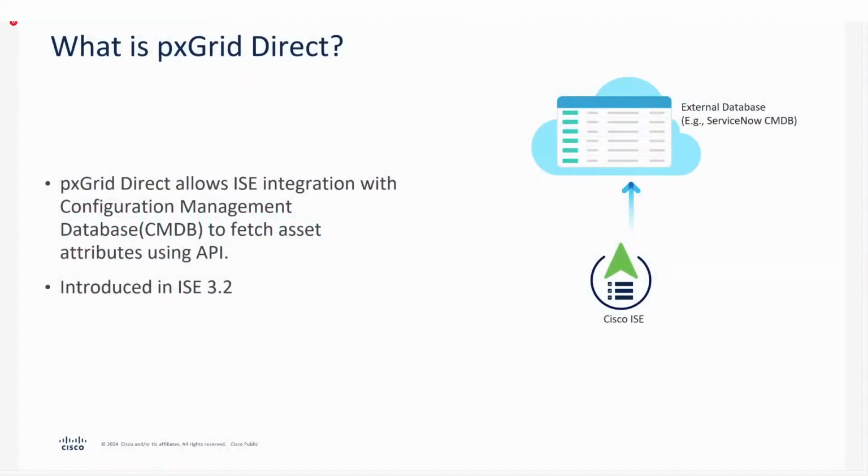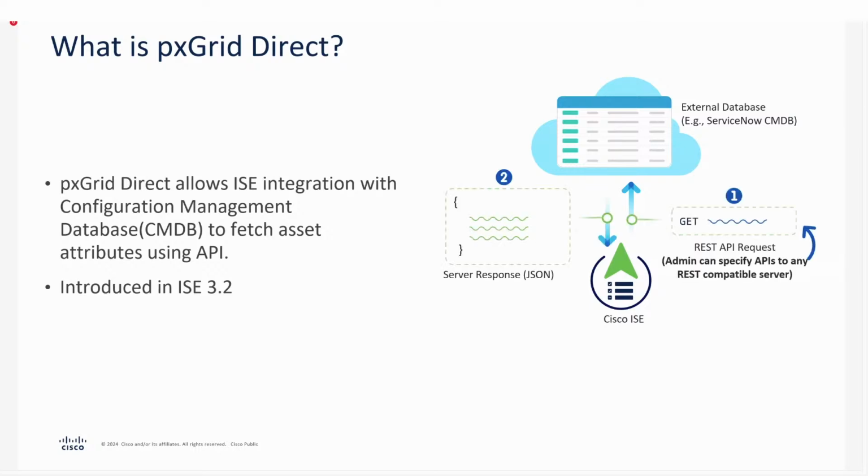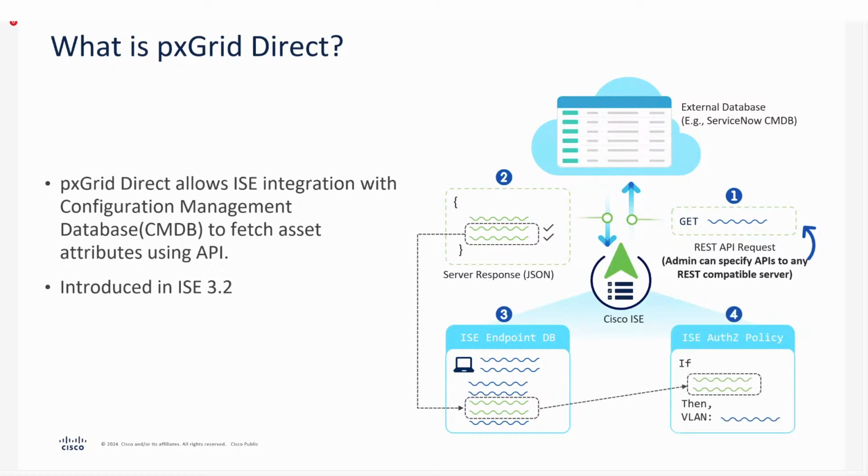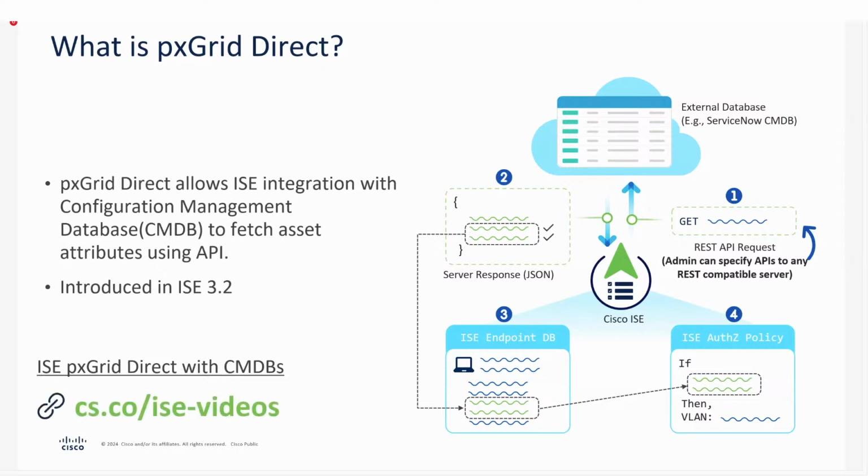If you're not sure what pxGrid Direct is, it's a mechanism where you send a GET request to any database, ServiceNow, whatever, and that application responds with a JSON response, which we can then add the attributes into the ISE endpoint database and use those in authorization policy. If you want more detail about that, like I said, Thomas already did a webinar. This is the title of that webinar, and you can find it on our YouTube channel at the csco/ISE-videos link.